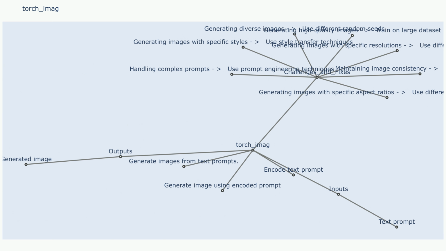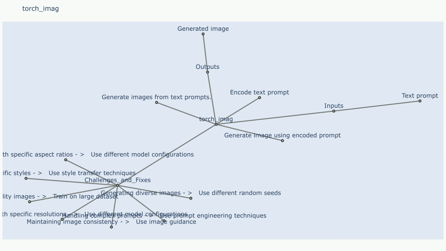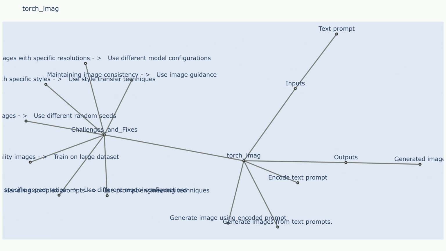Image processing. The core image processing takes place in this step. Torch imag provides a rich set of functions for various transformations and augmentations, including resizing, cropping, flipping, rotating, color adjustments, blurring, noise addition, and more. Output generation. After processing, Torch imag functions return the processed images as PyTorch tensors or, depending on the function, additional analysis results. Challenges and fixes.